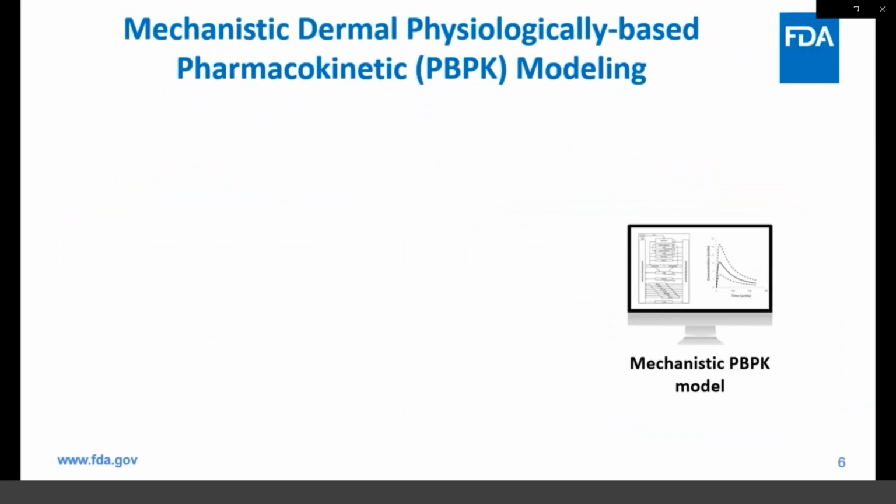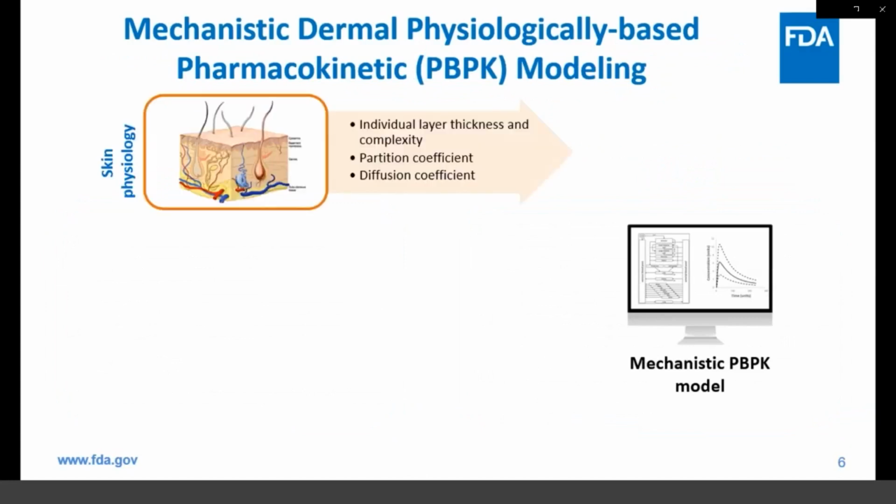In this slide, I will go over 3 important elements that we should consider during the development of a dermal PBPK model. One of the most important components of a dermal PBPK model is skin physiology. The physiology of the skin is fairly complex. It is composed of multiple layers such as stratum corneum, viable epidermis, dermis, subcutis. Each layer has its own characteristic properties and defined thickness.